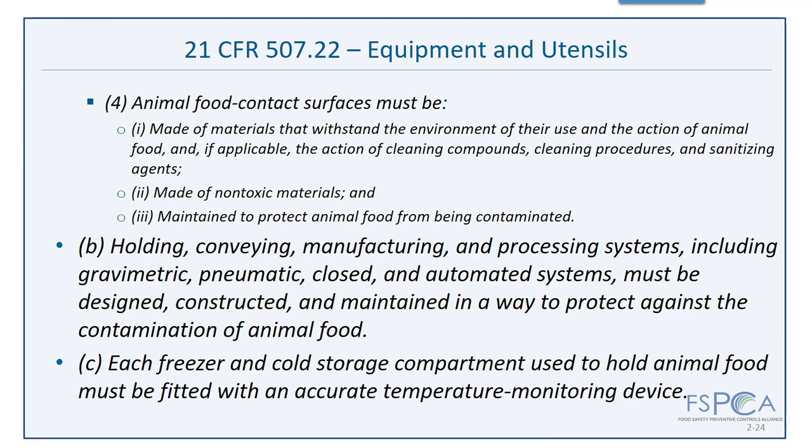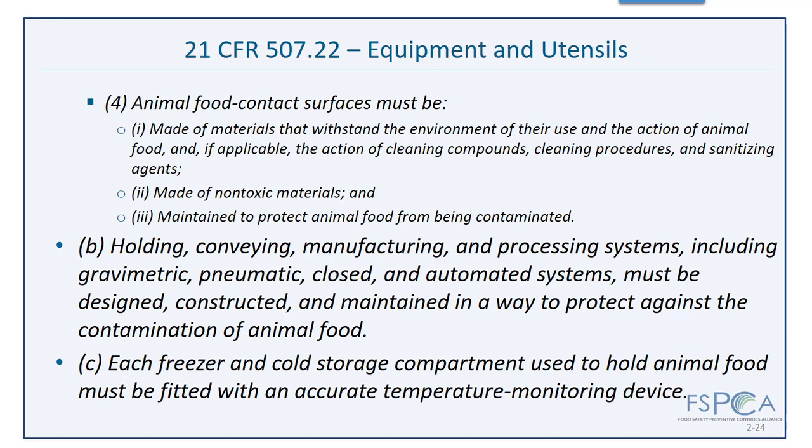Specifically, animal food contact surfaces are something we need to pay extra special attention to. They need to be made of materials that withstand the environment of their use and the action of animal food, and if applicable, the action of cleaning compounds, cleaning procedures, and sanitizing agents. So making sure that surface is not going to break down and go into the animal food over time. It needs to be made of non-toxic materials and maintained to protect animal food from being contaminated.